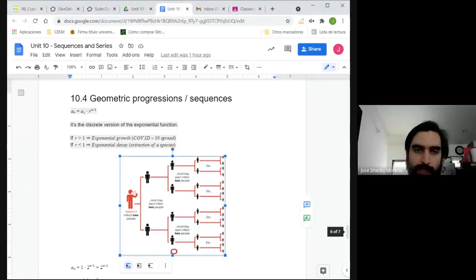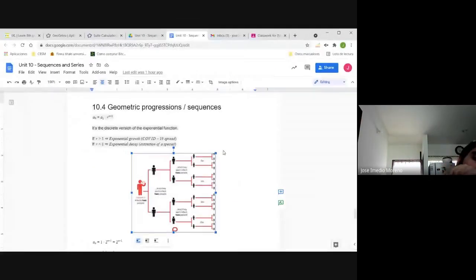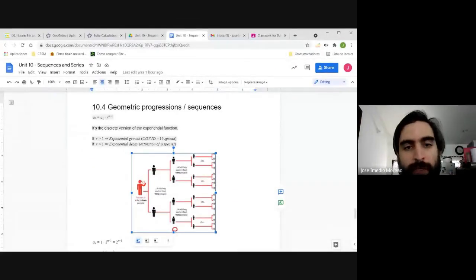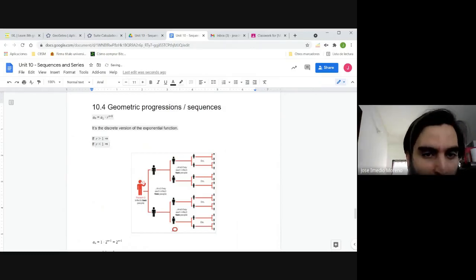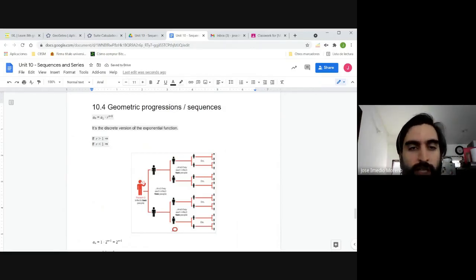Okay, so guys, now we're going to talk about geometric progressions, also called geometric sequences. And I'm going to erase this and rewrite it afterwards. Okay, what's a geometric progression or a geometric sequence?